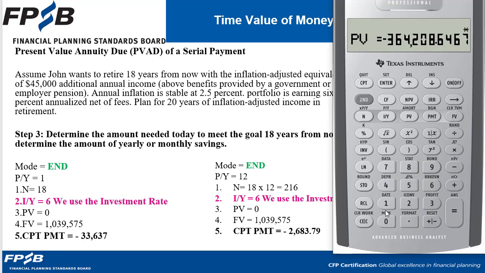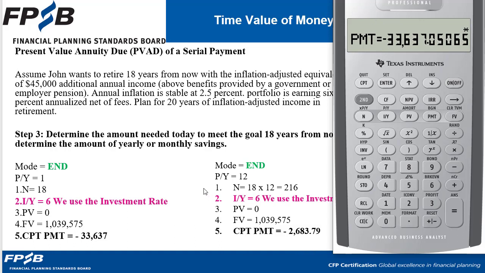Okay, so we can bring up the calculator, and we're in the ending mode. That's correct. So we're going to just check second PY. Yes, we're in 1. So 18 years is the N. 6% is the discount rate. There's no present value because we're starting to save at the end of this and every year. We're going to compute the payment, and the future value is $1,039,575. Compute the payment. So we need to save, at the end of this year and each and every year for 18 years, $33,637.